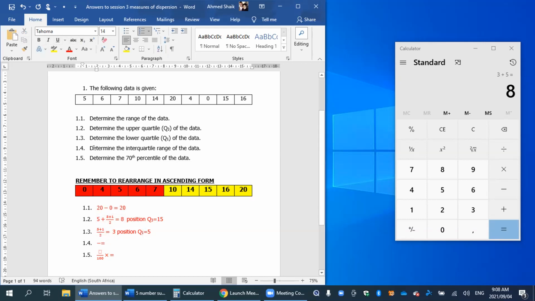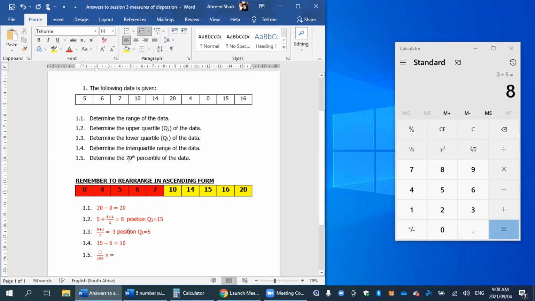Okay, let's look at 1.4. 1.4 asks us to determine the interquartile range of the data. If we can recall from last week's lesson, the interquartile range simply means Q3 minus Q1. My Q3 value was 15 and my Q1 value was 5, and 15 minus 5 is equal to 10. That should be your answer for 1.4.